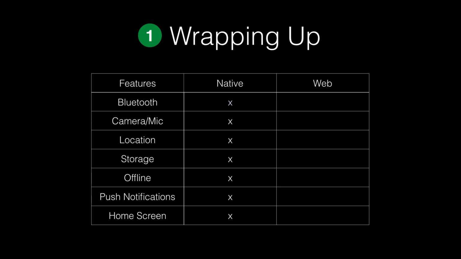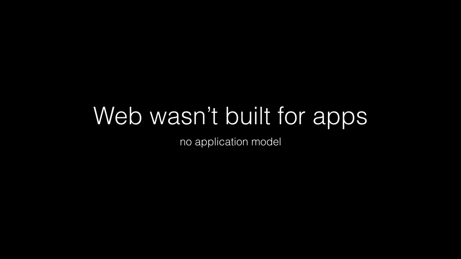Right now the boxes are unchecked because historically the web was not built for a model that can support a lot of these features. But we're going to slowly check in some of these boxes as we go, and we're going to see how to actually implement some of these things. The reason the boxes are unchecked right now is because originally and historically the web was just not built for apps. It doesn't really have an application model.